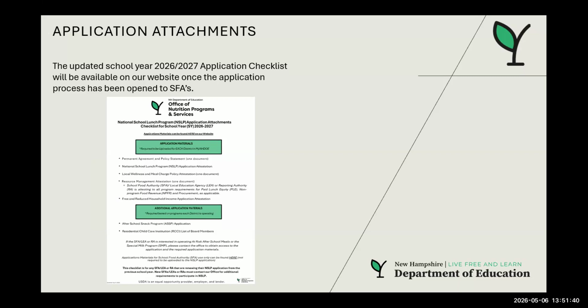So this first attachment or screenshot is the application checklist. This is just a great reference to make sure you have completed all required attachments for the upcoming school year. This checklist does not need to be uploaded in My NHDOE as one of the attachments for the application. This is just for your own reference.